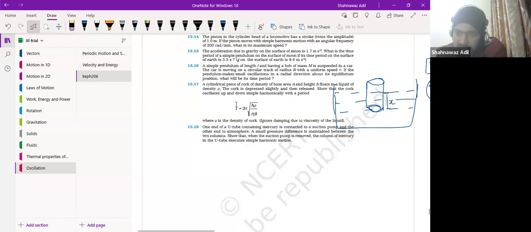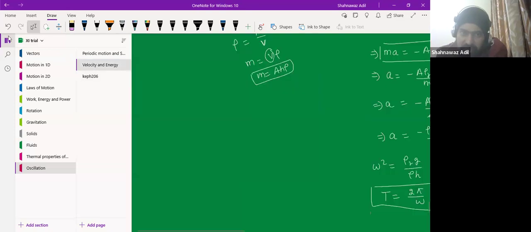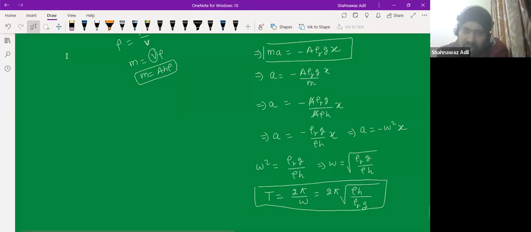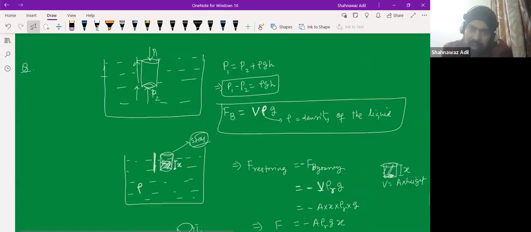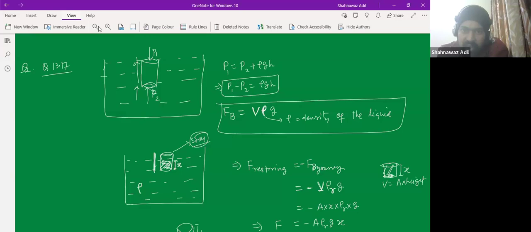So the time period is 2 pi root of rho H by rho R g. They have written rho I, but this is rho R, right? This is question 13.1, and this is an important question, that's why I discussed it. Please note it down, guys, and if you have any doubt, please note it down.